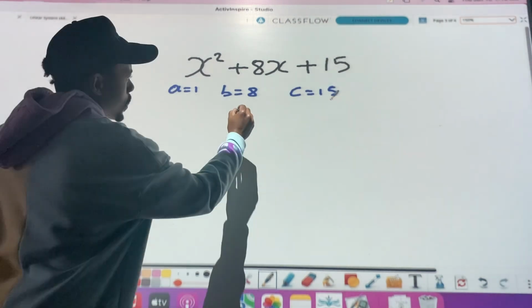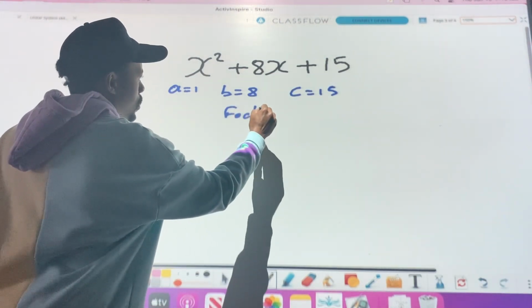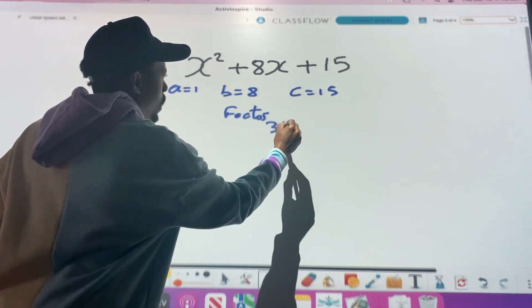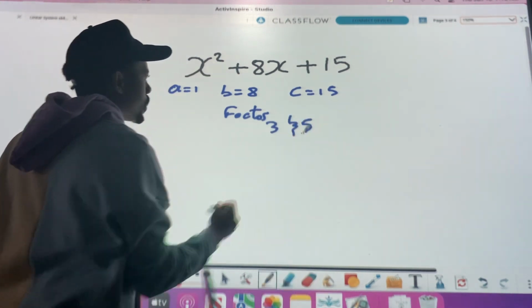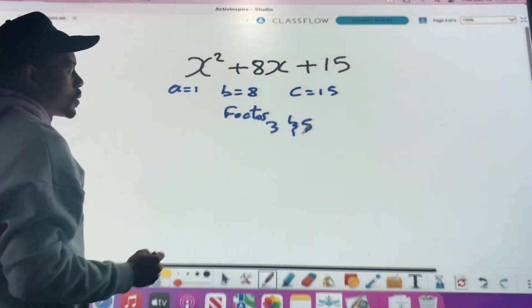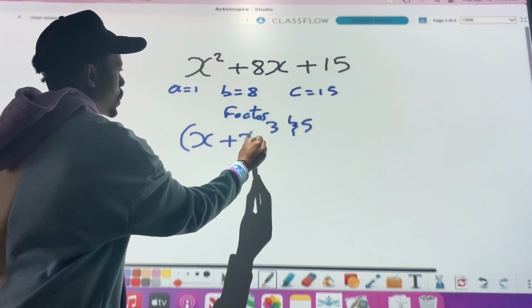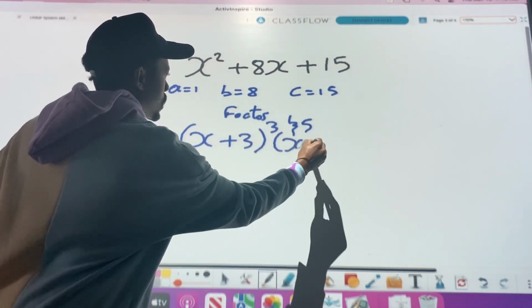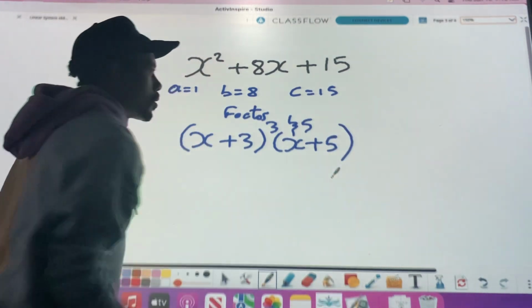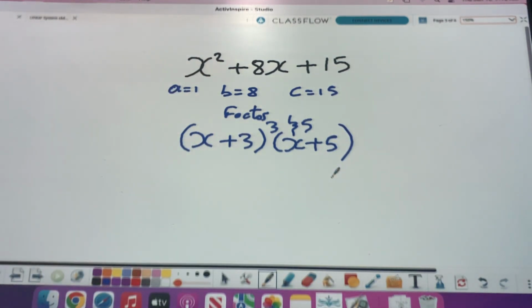Right away, you can see the factors are 3 and 5. 3 plus 5 is 8. 3 times 5 is 15. So you go ahead and rewrite this as x plus 3, x plus 5. And that one is called factoring by inspection.